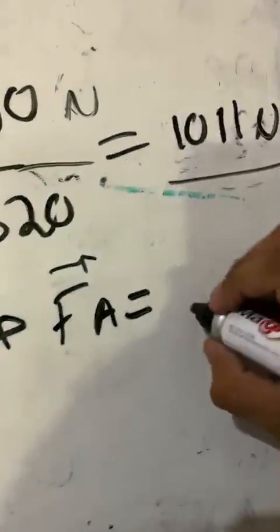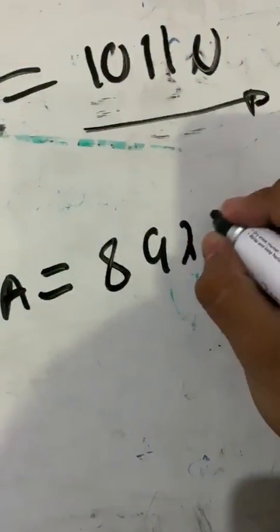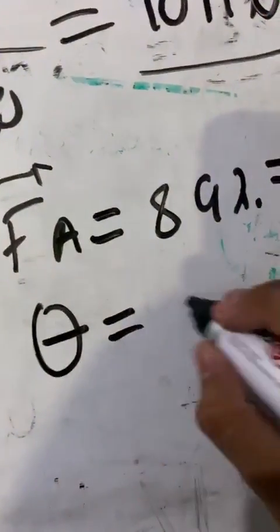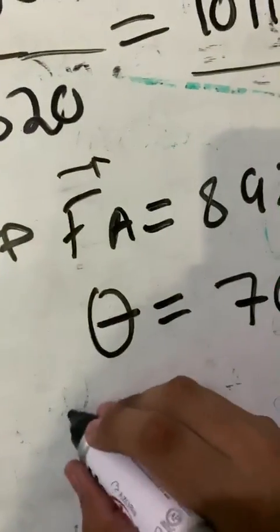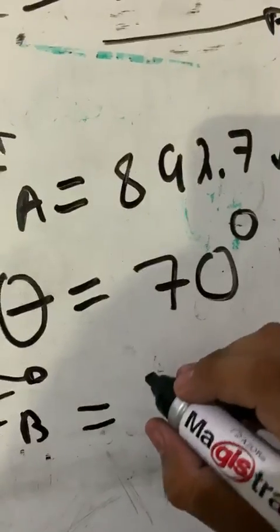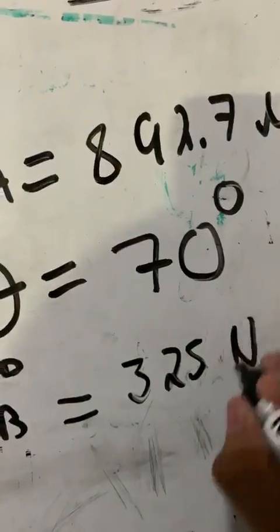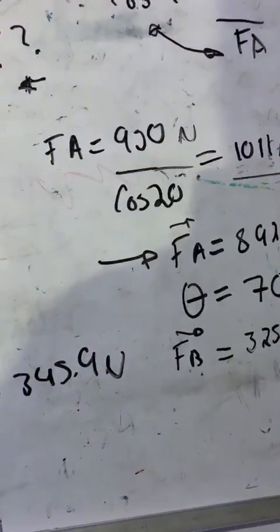is equal to 892.7 newtons, and the angle theta is equal to 70 degrees, and the force B is equal to 325 newtons. So this is the solution for problem 19.